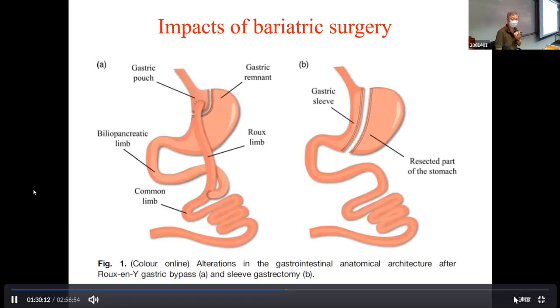Okay, so we'll stop here, and then we will talk about bariatric surgery and how it impacts calcium absorption after the break.